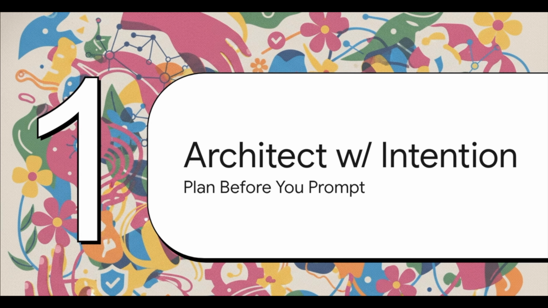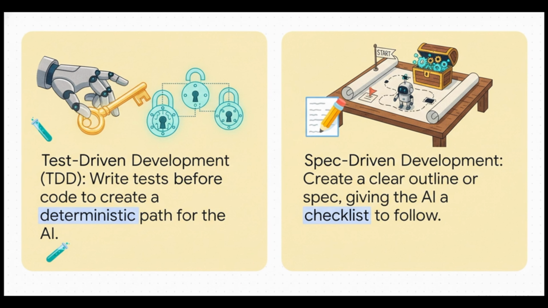Architect with intention. Honestly, this is the most important part of the whole process. Before you even think about writing a prompt, you need a plan. You have to be the one guiding the AI, not the other way around. And there are 2 great ways to do this.